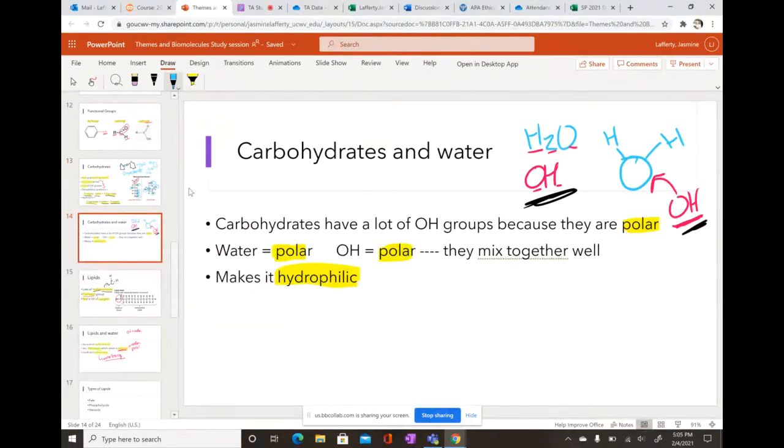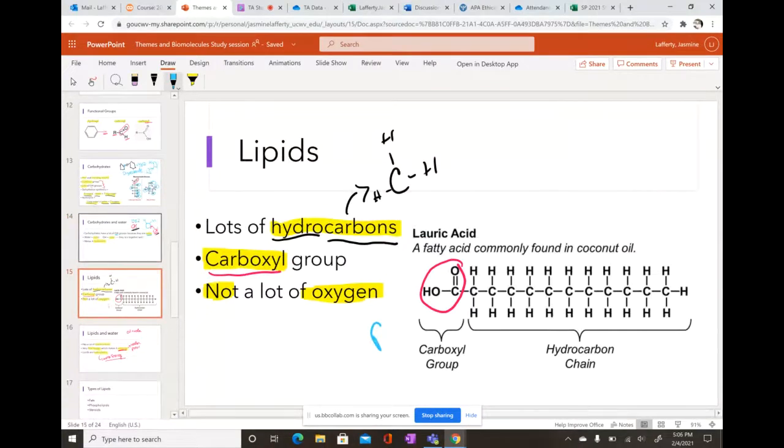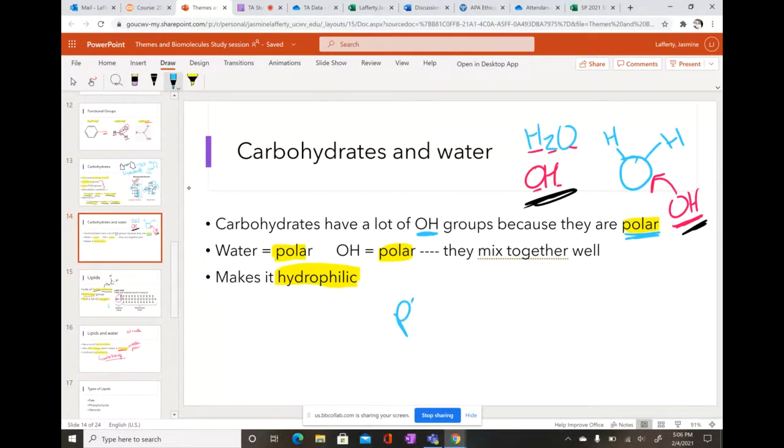All right, so carbohydrates have a lot of OH groups, which makes it polar. So the main thing when we say polar is that it has a lot of oxygen. That's what makes something polar. So water is polar. Hydroxyl groups are polar. So that means they mix well together. They both play well. And if something mixes well with water, then it is hydrophilic.